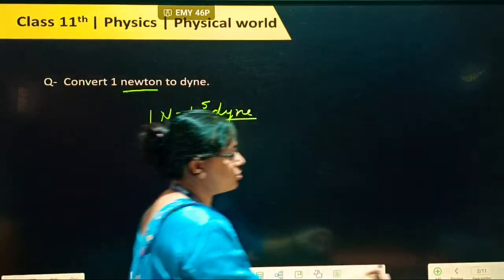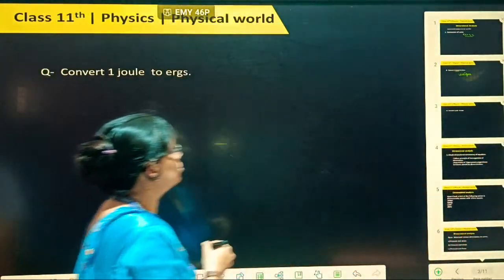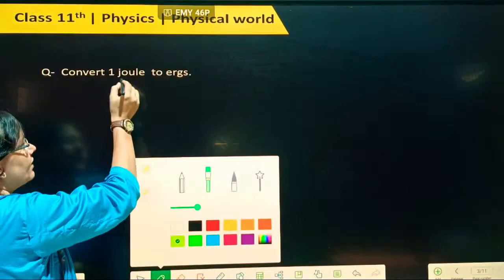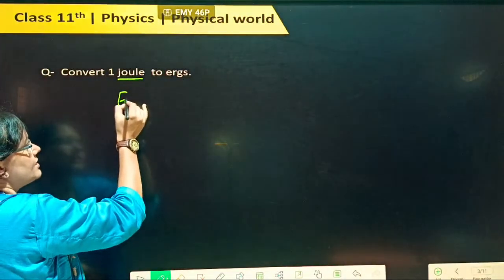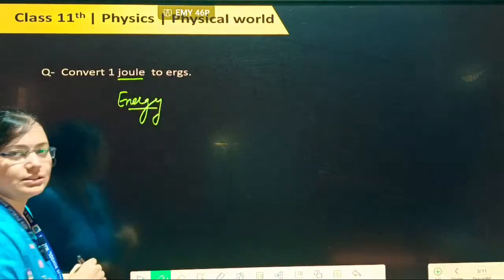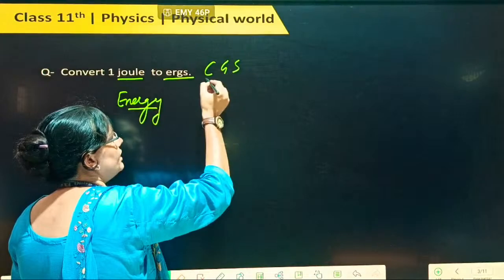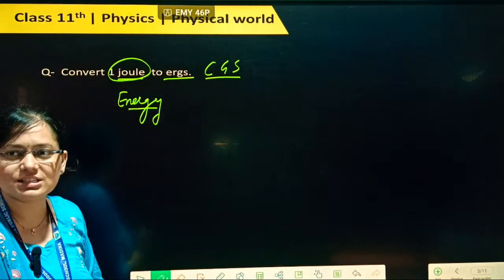Now our next question to use this application: how can we convert 1 joule to erg? Here 1 joule is the SI unit of energy, and erg is the CGS unit of energy. So how can we convert 1 joule of energy into CGS?